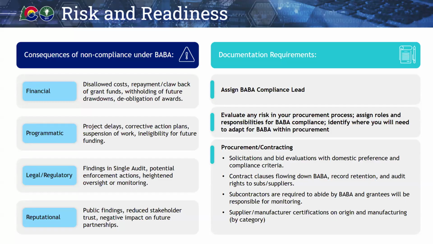Then, from a procurement and contracting perspective, making sure your bids and your bid evaluation criteria include domestic preference criteria will be important. That's something the feds will be looking for from an audit readiness perspective. Also, contract clauses and flowdowns to any second tier subrecipients or contractors and subcontractors. Again, you'll see these requirements in your own grant agreement with CBO, but ensuring that those flow down to the contracts which you all are issuing is very important also.